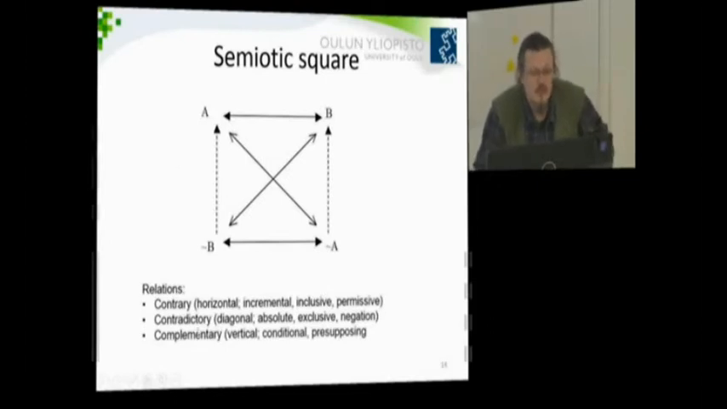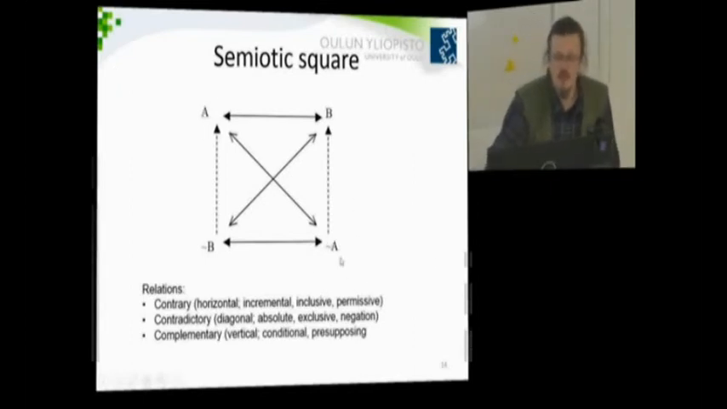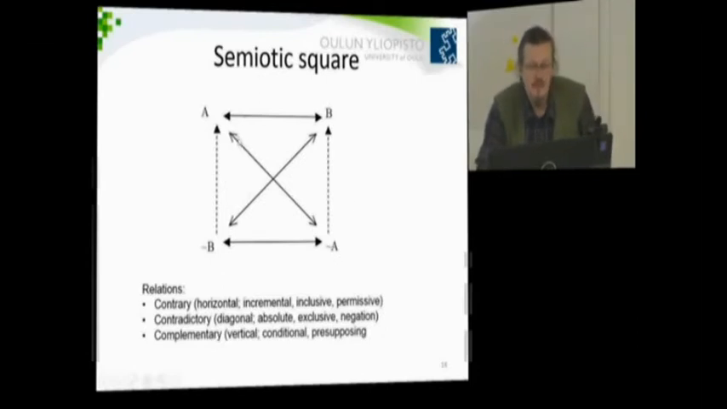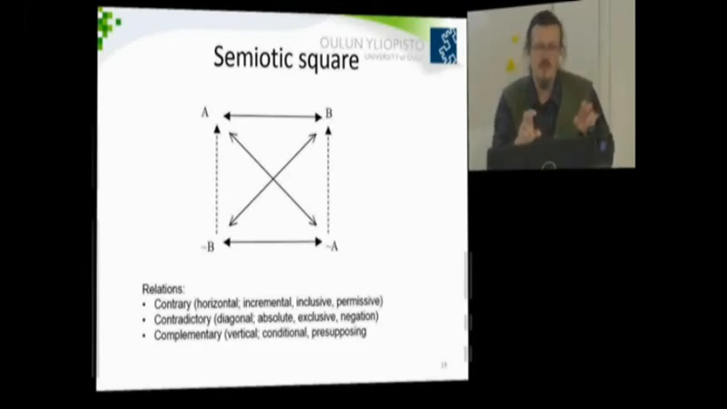And then there are the complementary relations. Vertically, they are conditional or presupposing. If there were, for example, good and bad, they are inclusive. They are both needed. There can be no good if there is no bad. So it is not a contradictory relationship. But if here is bad and here is not bad, it is the negation of bad. They are exclusive. But then not bad is complementary to good. If something is not bad, it can be good. Or if something is good, it is not bad.